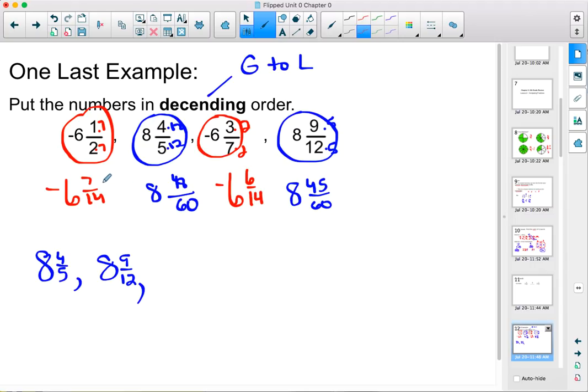Okay, 7 looks bigger than 6, but since it's negative, that guy's going to be farther away from 0. So my bigger of the two here is actually -6 and 6/14. And I'm going to write that back in its original format, -6 and 3/7. And -6 and 1/2 is the smallest.